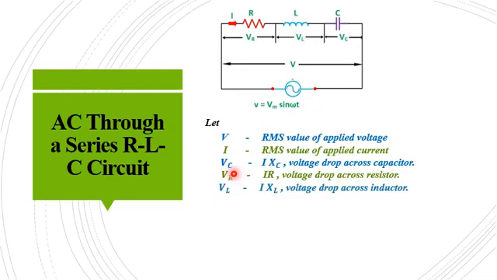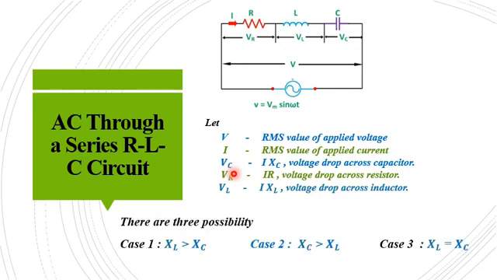So here, depending upon the values of R, L and C, there are mainly three possibilities. First case is when XL is greater than XC. Second case is when XC is greater than XL. And the third case is when XL is equal to XC. Under these three conditions, the nature of the circuit will be different.